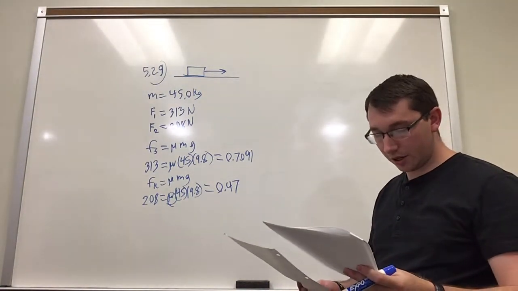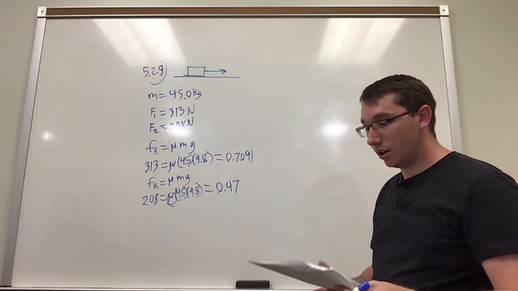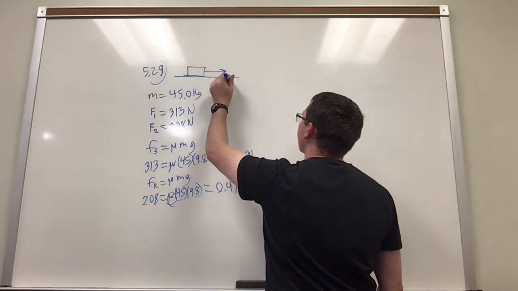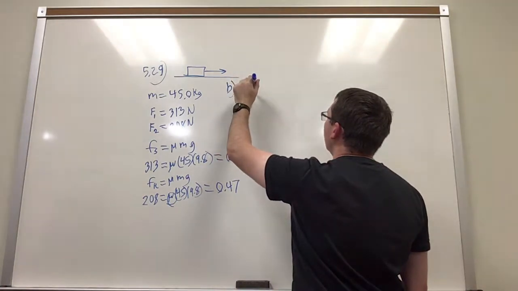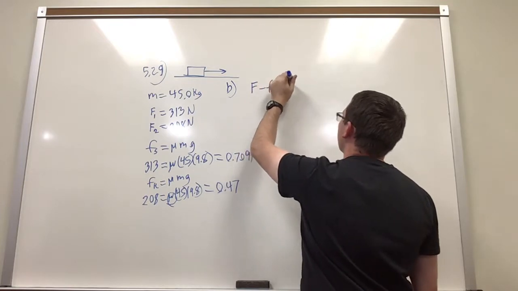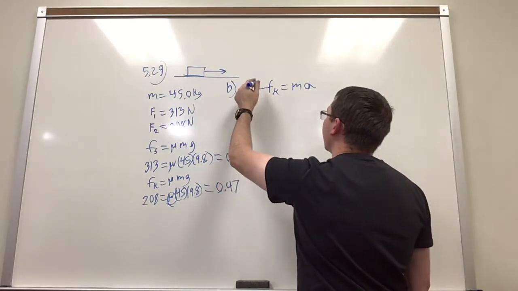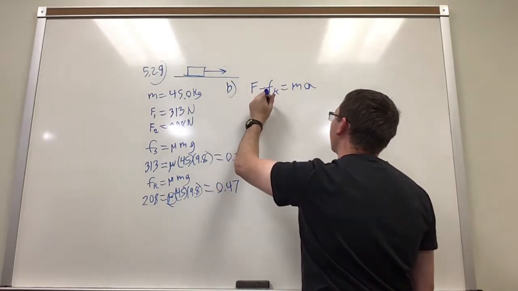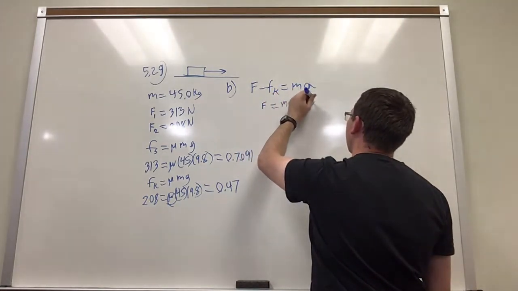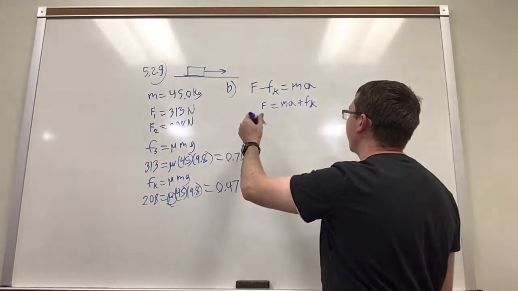Part B asks, what push must you exert to give it an acceleration of 1.1 meters per second squared? So for part B, we're going to be using Newton's second law. The force has to overcome the force of kinetic friction, and that equals the mass times the acceleration. And so we're solving for this force. So that force is going to be equal to the mass times the acceleration plus the kinetic friction. And that'll give us the force that we have to push to overcome.